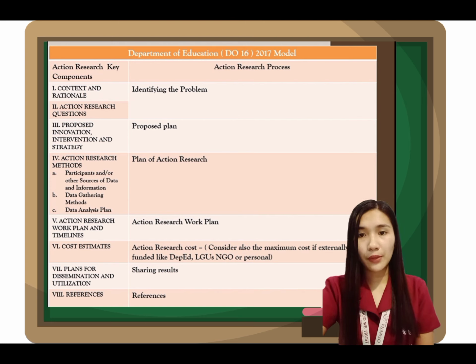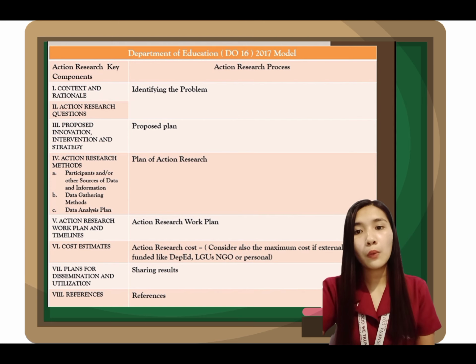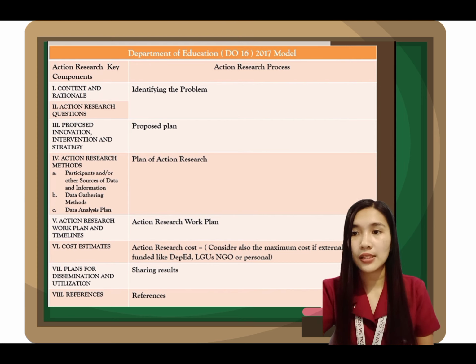It answers the following questions such as, number 1, who are to participate? So is it my students, peers, or myself? Second, what are my sources of information? Third, how shall I gather information? And lastly, how will I analyze my data and information?